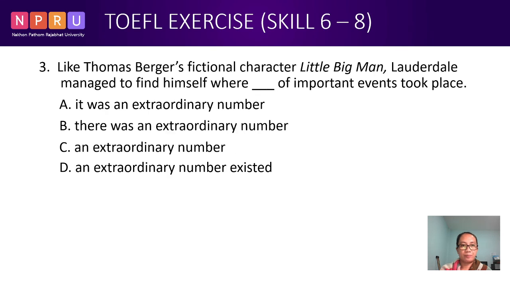Third item: Like Thomas Berger's fictional character Little Big Man, Lauderdale managed to find himself where blank of important events took place. A, it was an extraordinary number. B, there was an extraordinary number. C, an extraordinary number. D, an extraordinary number existed.